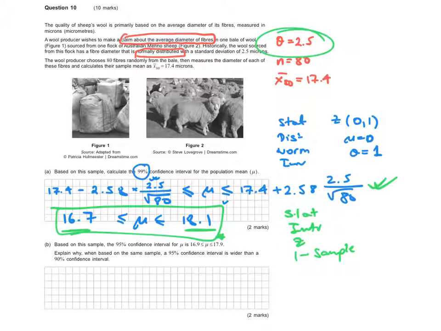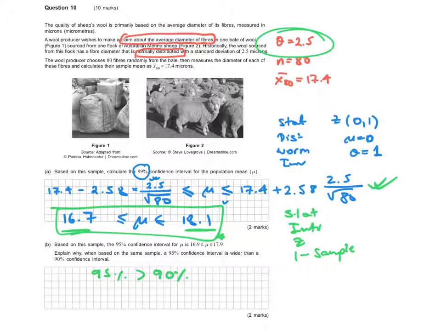So let's have a look at the next one. Based on this sample, the 95% confidence interval is 16.9 to 17.9. So looking at this one here, we can see that the 99% confidence interval is wider than the 95% confidence interval. So explain why, based on the same sample, the 95% confidence interval is wider than the 90% confidence interval. So the 95% confidence interval is bigger than the 90% confidence interval.